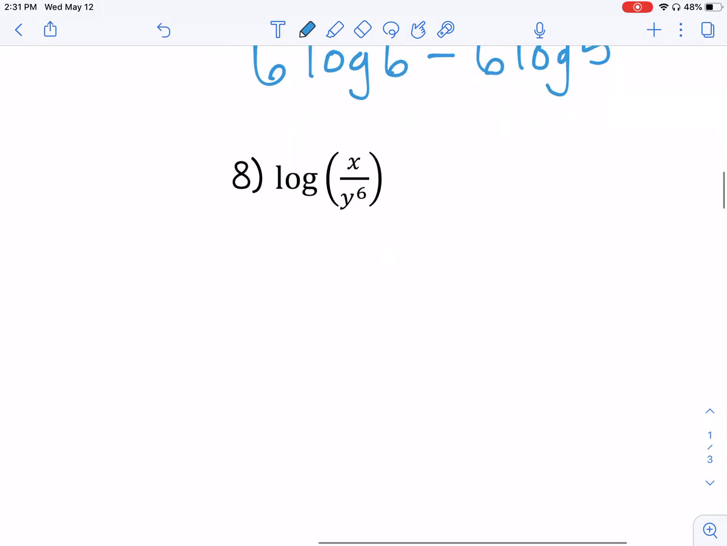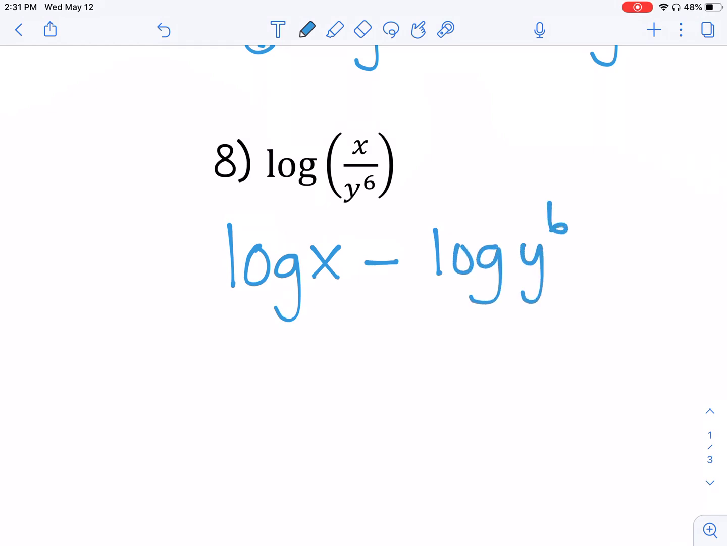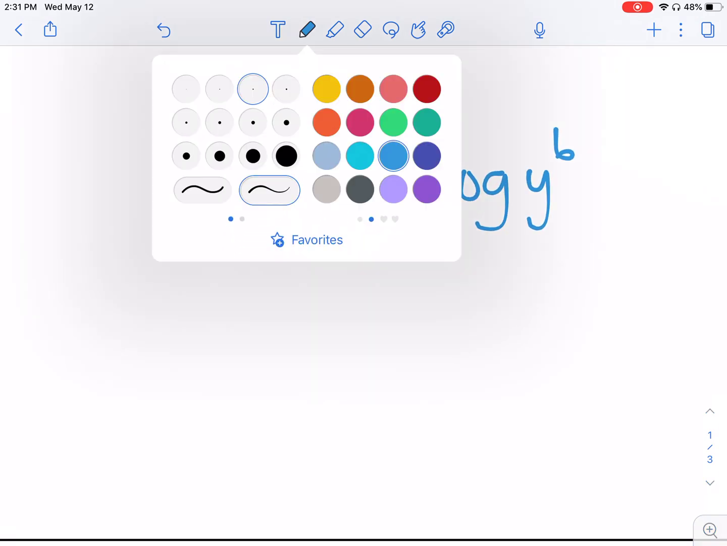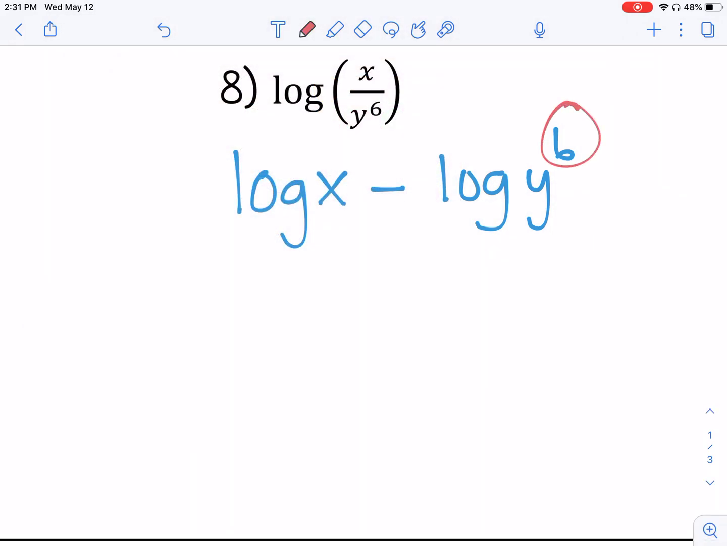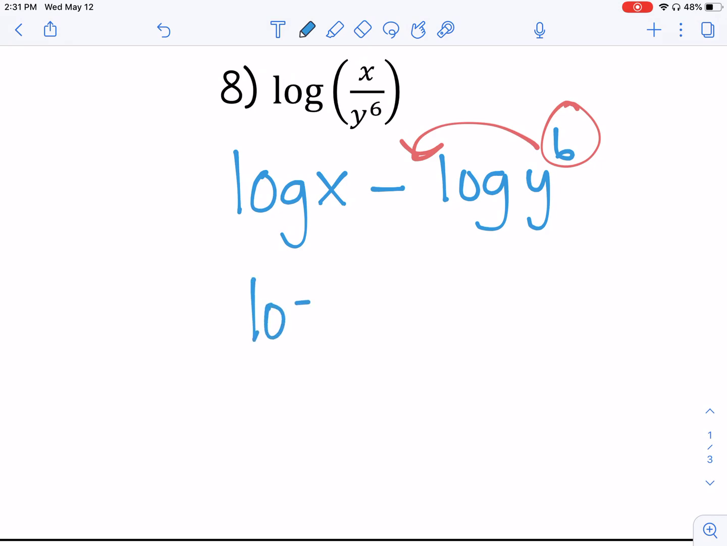Last one here, rewriting stuff. We have the log of x over y to the 6th power. Just the y is being raised to that 6th power. So let's take care of our division rule first. That says we get to subtract. Now let's bring that 6 out front. So log of x stays the way it is, minus 6 log of y.